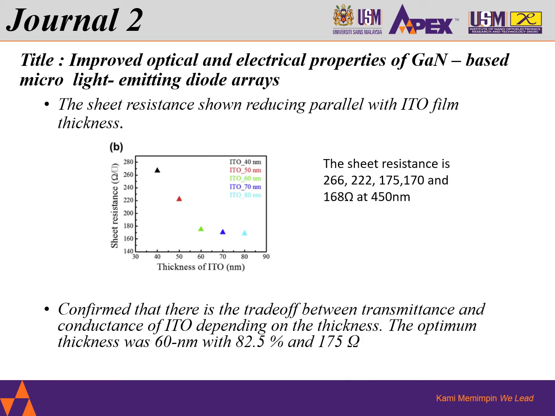Based on this slide also, you can see that the sheet resistance decreases in parallel with ITO film thickness, and the sheet resistance is reduced from 260 until 168 ohm at 450 nanometer. That confirms there is a trade-off between transmission and conductivity of the ITO depending on the thickness. The optimized thickness is 60 nanometer with 82.5% transmission and 170 ohm.